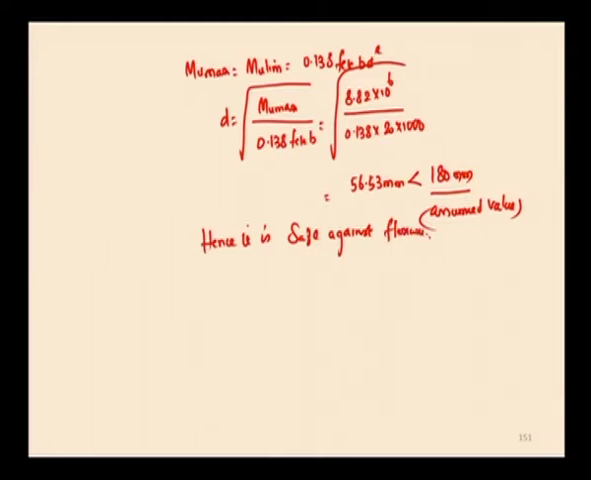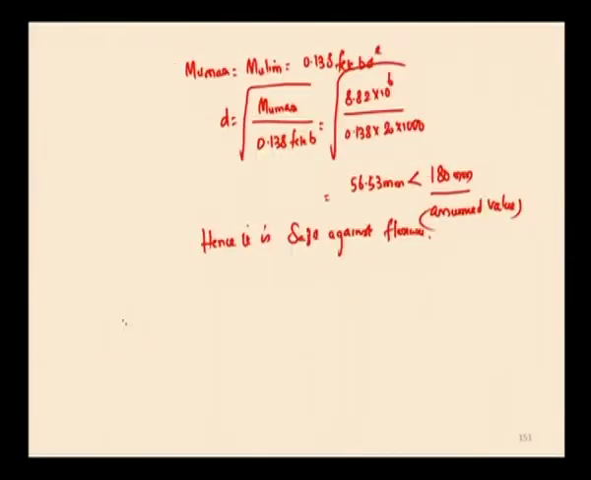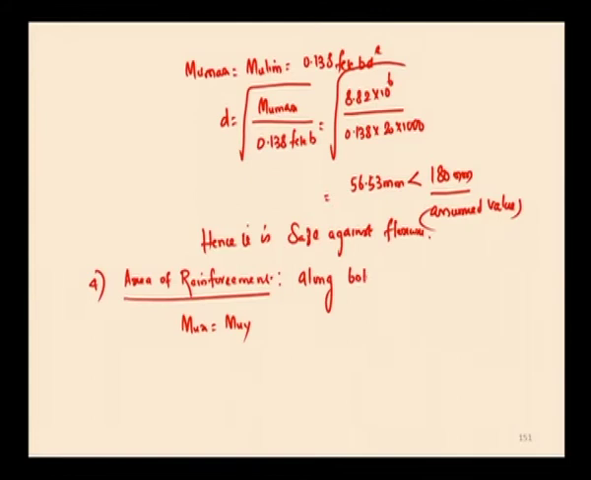Next, we need to check the depth of the slab against the limit state of serviceability. We need to first find out the area of reinforcement required for the slab. So, in the third step we found the effective depth of the slab; fourth step is the area of reinforcement along both directions. Since mu x is equal to mu y, the reinforcement along both the directions is the same.